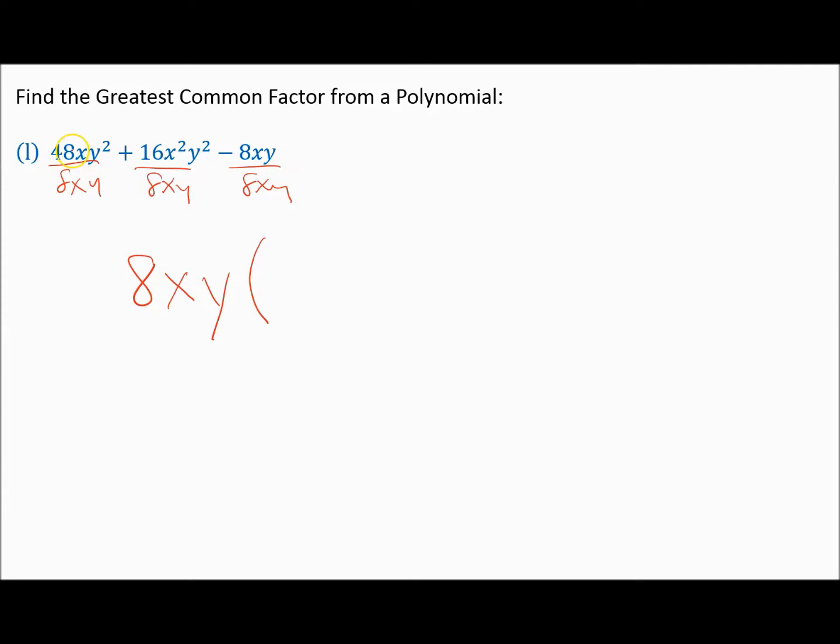So 8 divides into 48 6 times. And this x cancels with that x. And y squared divided by y to the first, you subtract those exponents to get y. And that's all that's left for that one. And the next one, 8 and 16 leave a 2. And there's a plus there, so that stays plus because I'm dividing by a positive. X squared over x leaves me with x. And y squared over y leaves me with y. Remember, you subtract those exponents. There's a 1 there and a 1 there. Now my last term, the 8's cancel, the x's cancel, the y's cancel, so I don't put anything, right?